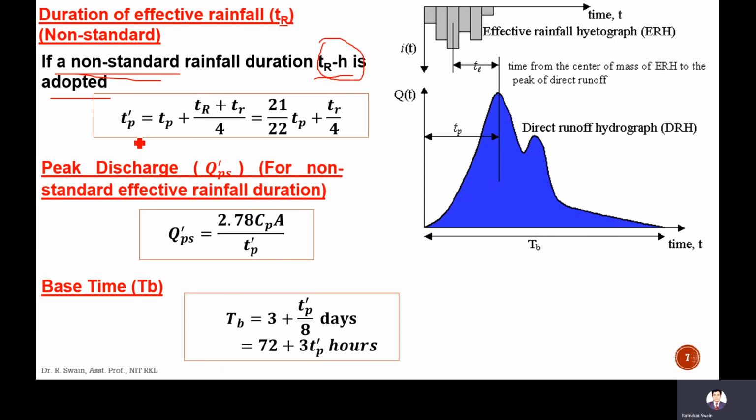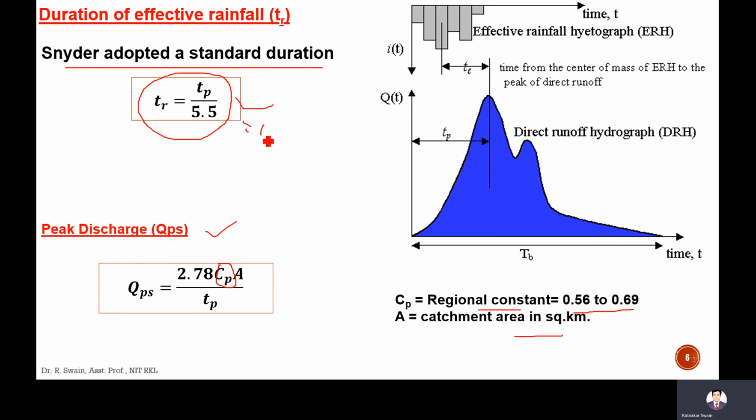For this case, the Tp dash, that is the time to peak for this non-standard rainfall duration, is equal to Tp plus (TR minus tr) divided by 4, which is taken as 21 by 22 Tp plus TR by 4. So tr is the standard duration of rainfall that we can determine from here, and TR is what we want, let it be 6 hours. It is coming nearly at 6 hours. It is coming as 6 hour standard rainfall duration.